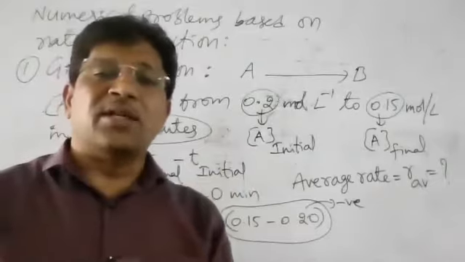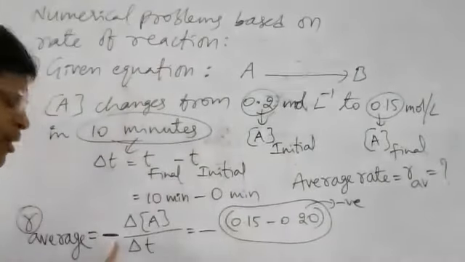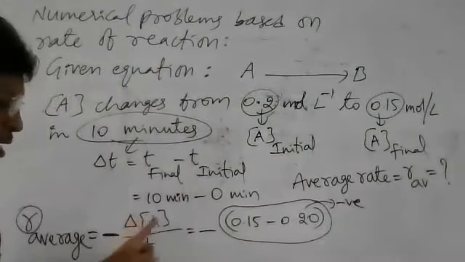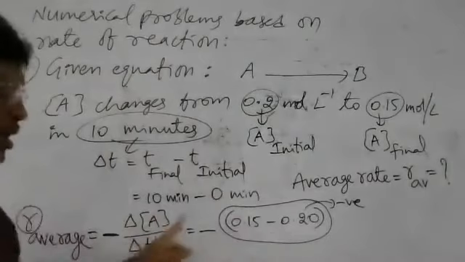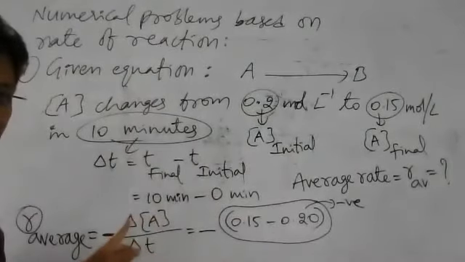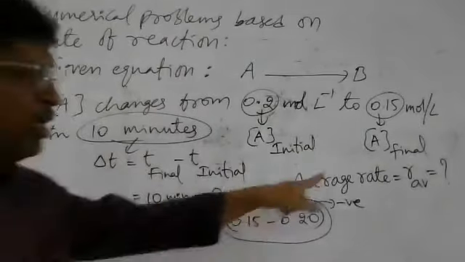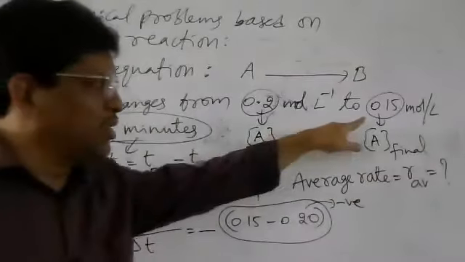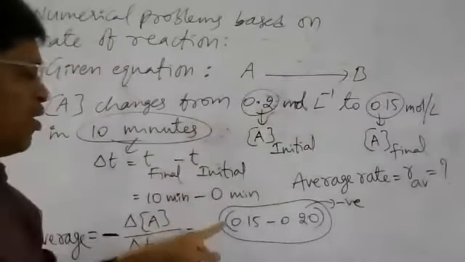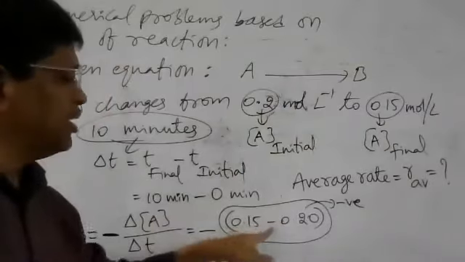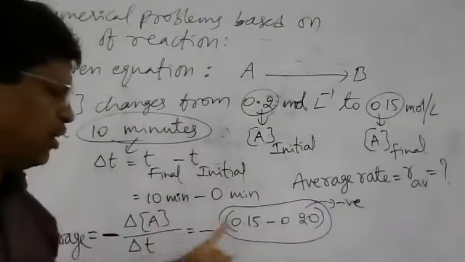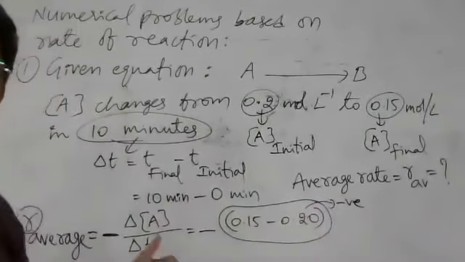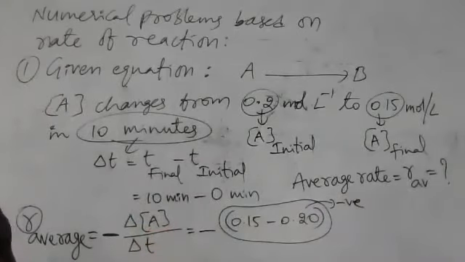To make the rate of reaction positive, we use the negative sign here, because this delta A value will always be negative. Delta A means the change in concentration of A, calculated as final concentration minus initial concentration: 0.15 minus 0.2. A lesser value minus a greater value is negative, so negative of negative gives a positive value. That is the decrease in the concentration of A with time.